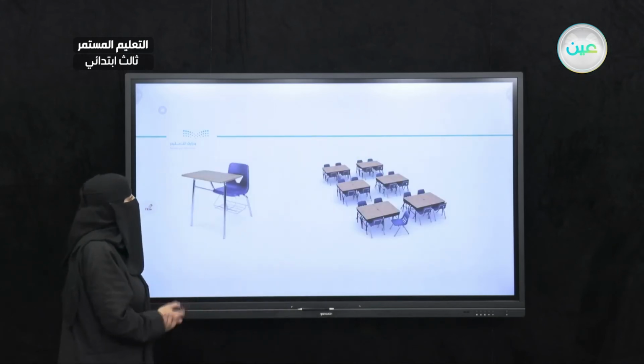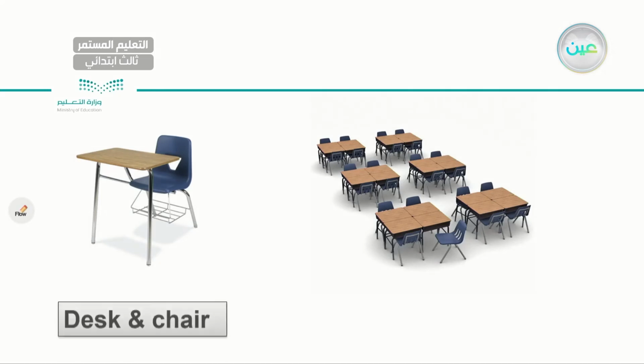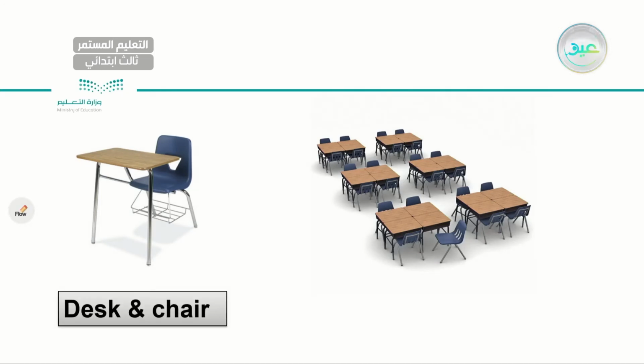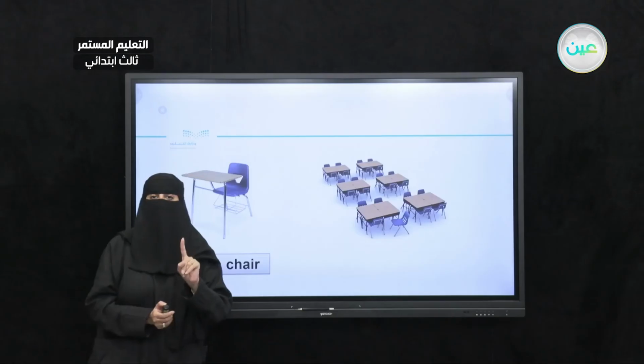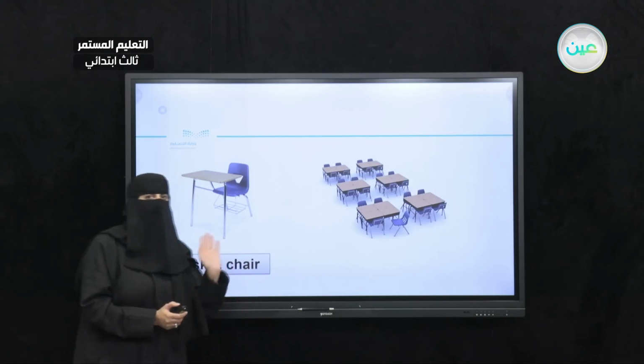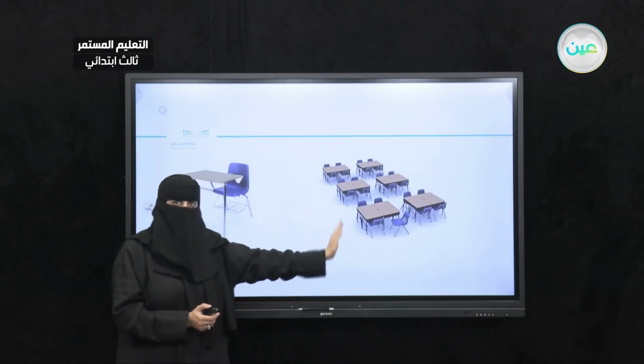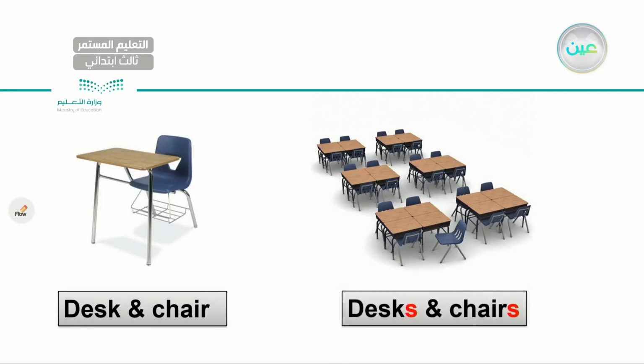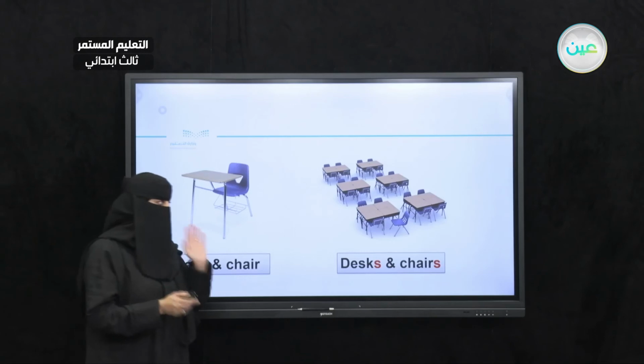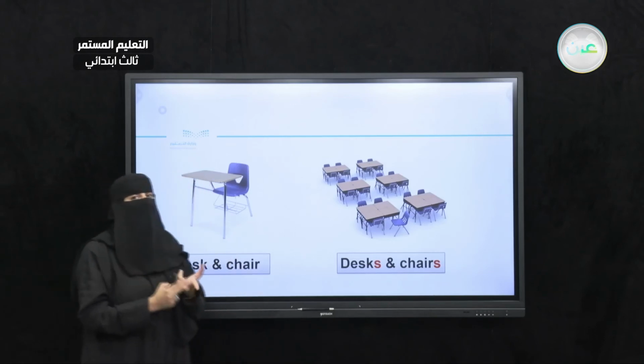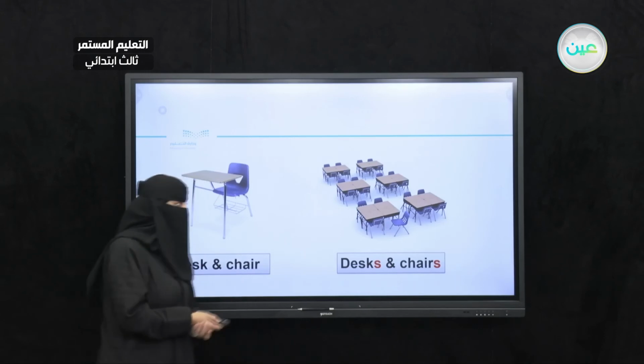How about these two objects? I have desk and chair. Desk and chair, singular, one desk, one chair. And the other way around, I have desks and chairs, desks and chairs. I have S for plural, okay? So I have desk, chair, desks, chairs, S for plural. Okay, so I have desks, chairs, cars, apples, pens.